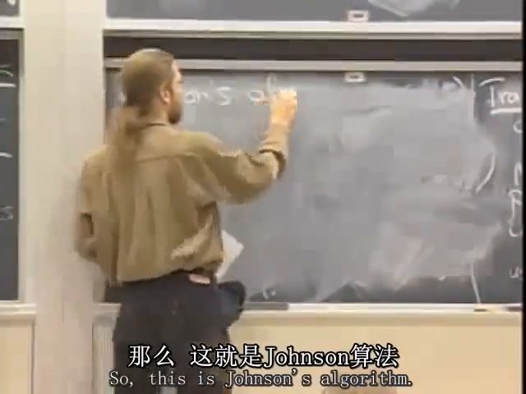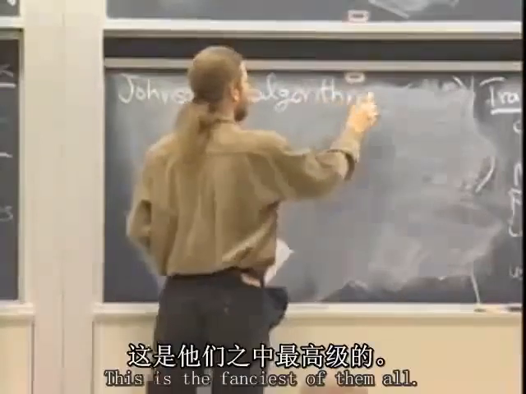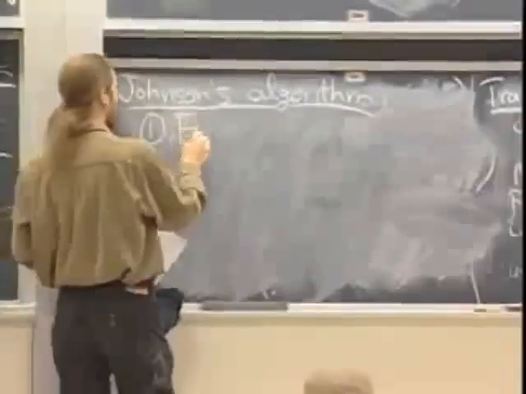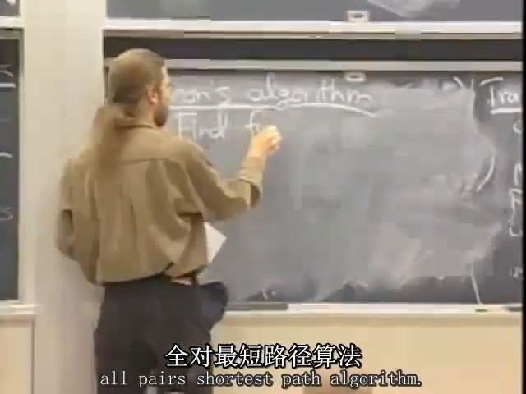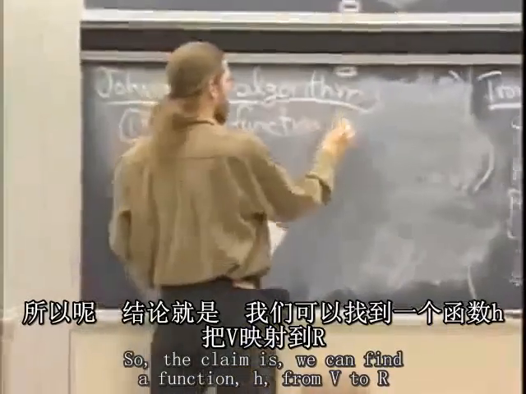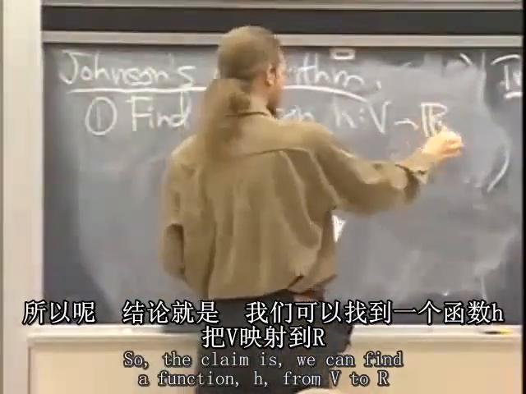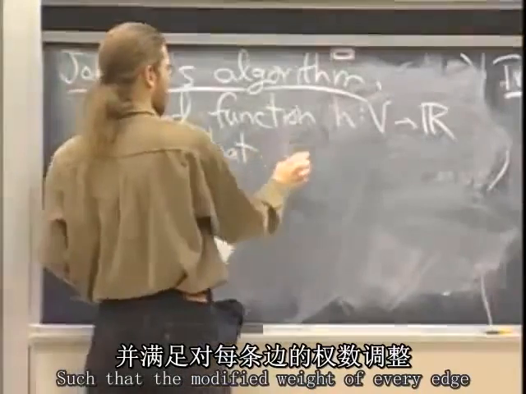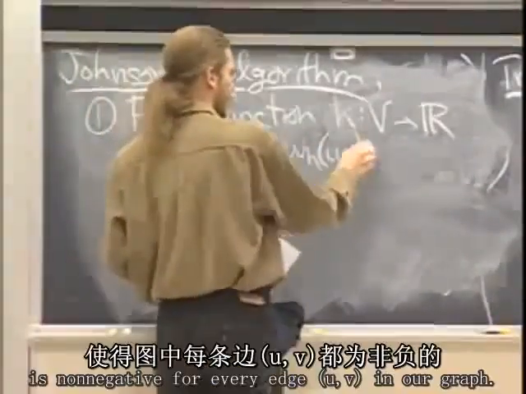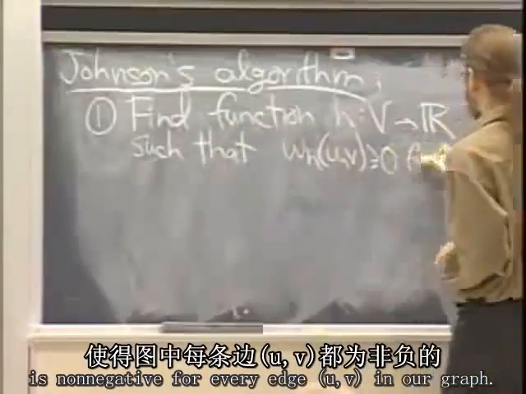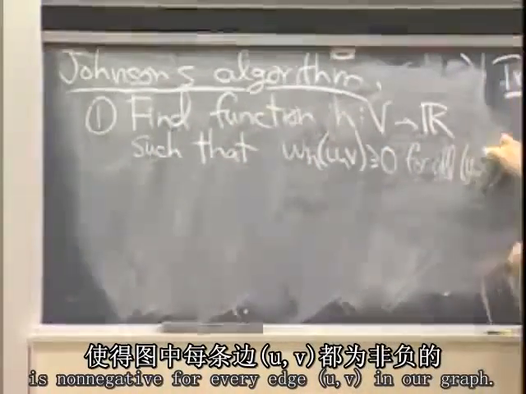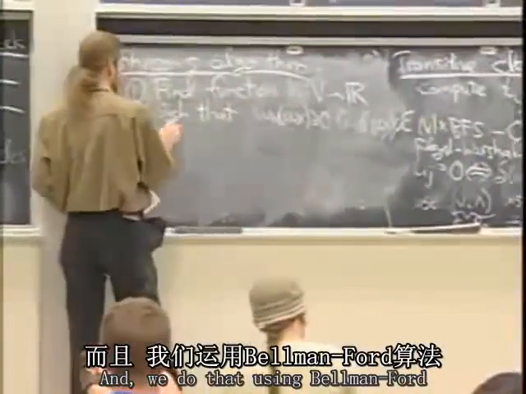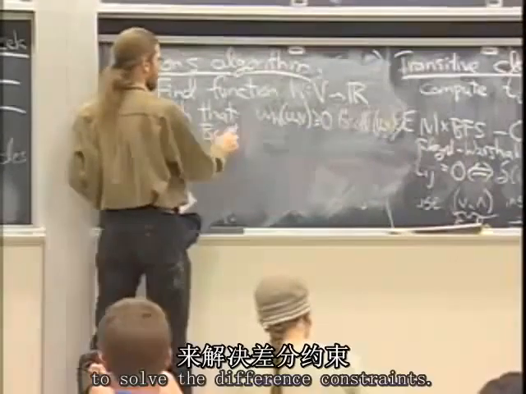So this is Johnson's algorithm. This is the fanciest of them all. It'll be our fastest all pairs shortest path algorithm. So, claim is we can find a function h from V to R such that the modified weight of every edge is non-negative for every edge uv in our graph. And we do that using Bellman-Ford to solve the difference constraints.